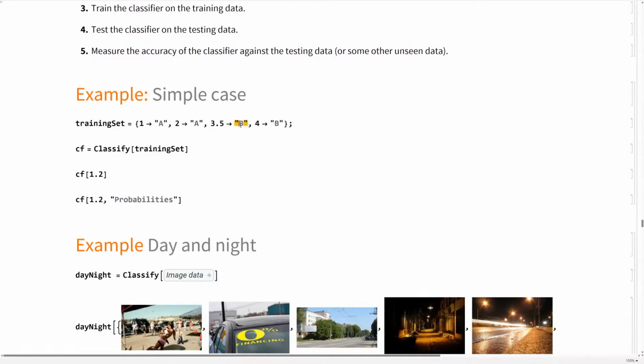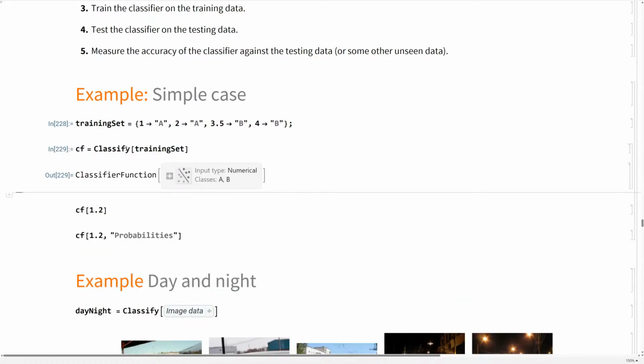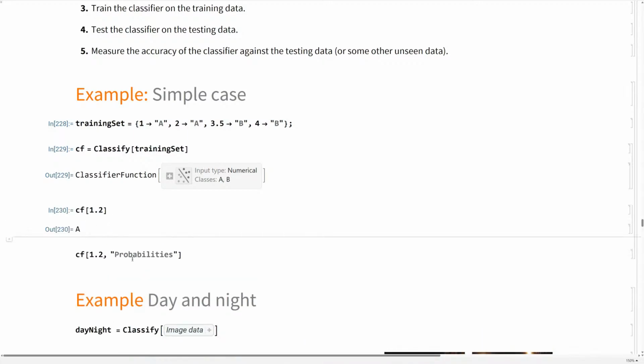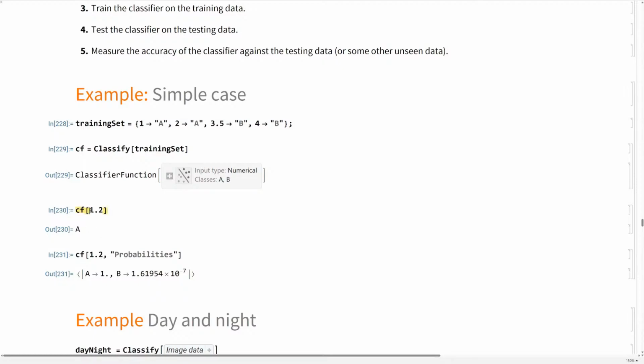So yeah, here is a simple case where I have an extremely small data set, and 1 and 2 are categorized as A, and 3.5 and 4 are categorized as B. So now I'm training a classifier function, and my input is numbers, and my output are classes, either A or B. So let's ask for the probability of my input being 1.2, and then the output will be A. The probability of that is like my model is basically extremely sure that my data point will be categorized as A, and has nearly zero probability of being in the category B.